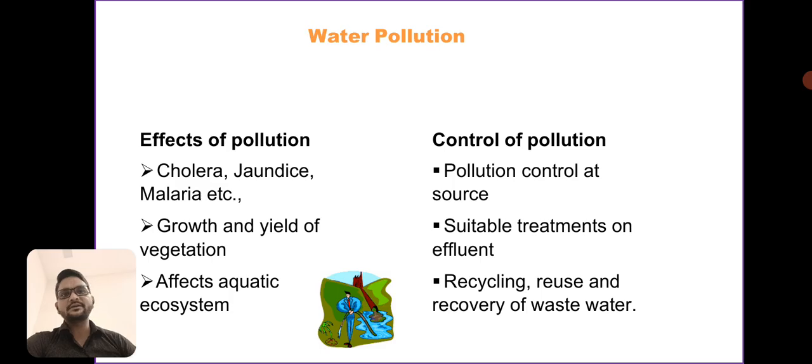Now, what are the effects of water pollution? It causes cholera, malaria, affects growth and yield of vegetation, and affects aquatic ecosystems. Now, how can we control water pollution? Through pollution control at source, suitable treatment of the effluent, recycling the water, reuse, and recovery of the wastewater.